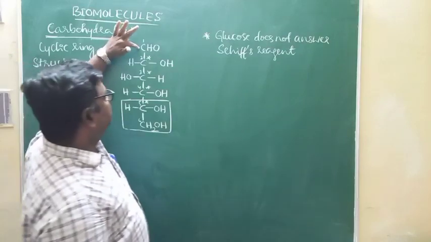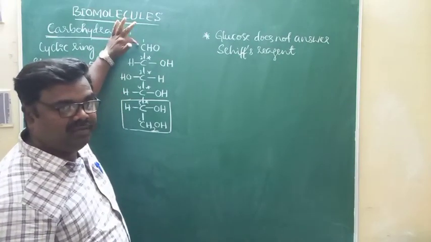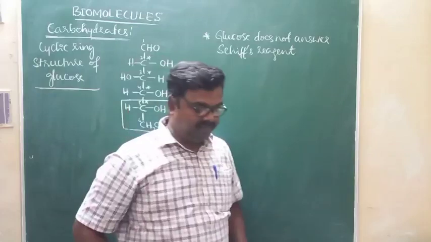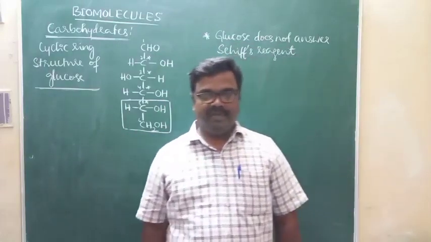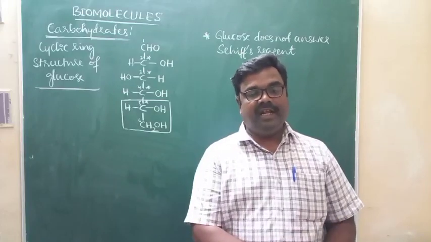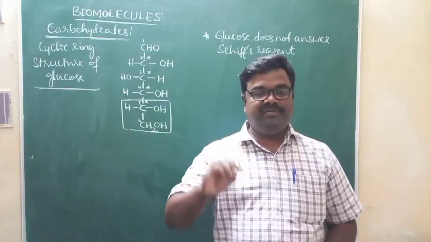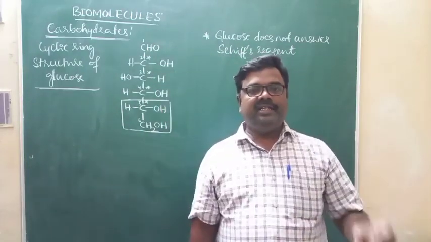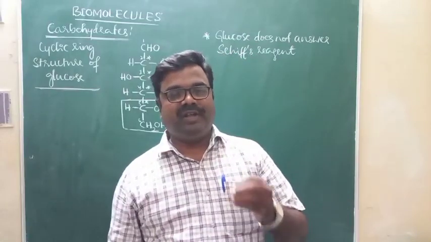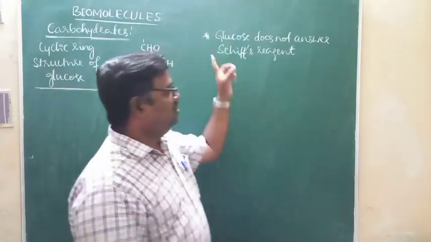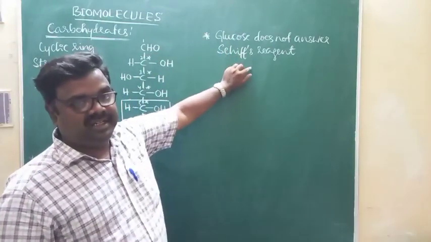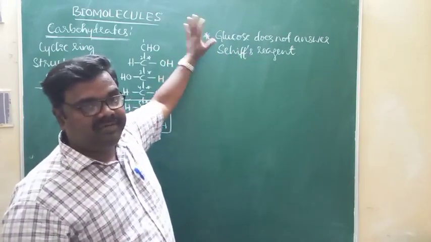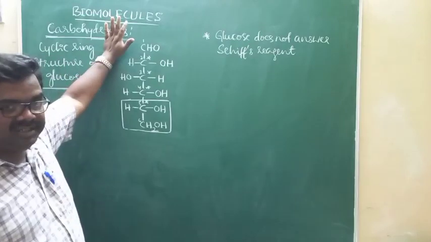Just observe, the open chain structure of glucose contains an aldehyde group. Even though the aldehyde group is present, glucose does not answer Schiff's reagent test. Schiff's reagent test is used to confirm aldehydes. All aldehydes answer Schiff's reagent test, that means aldehydes turn Schiff's reagent pink. When an aldehyde is added to Schiff's reagent, the solution becomes red or pink in color. But glucose does not answer Schiff's reagent test. It does not turn Schiff's reagent pink. That is one chemical reaction that we cannot explain on the basis of the open chain structure.